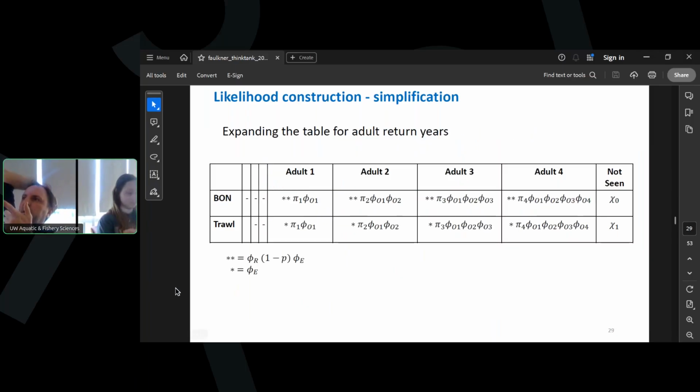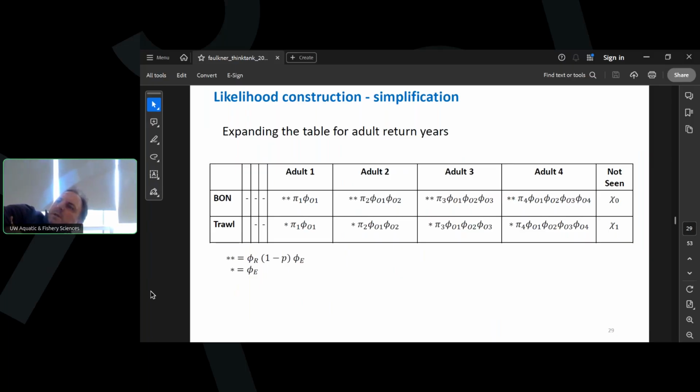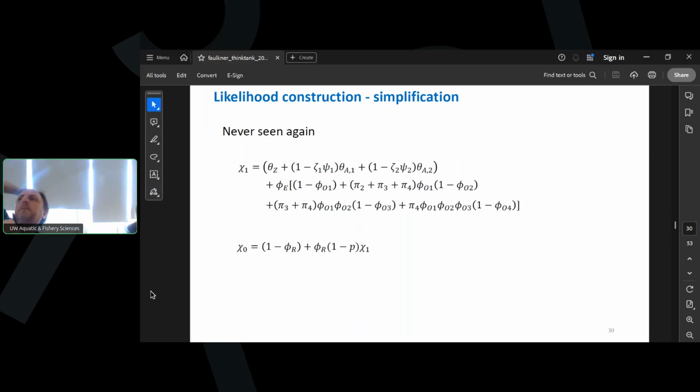Okay, so this is taking that adult part and splitting it out. The pies are the probability of staying a number of years in the ocean. Then you multiply together: if you're in the 2 years in the ocean, then your survival is the first year times the second year, and so on. Then you have the probabilities of never being seen again, which you can get by doing one minus the other probabilities, but to be thorough and make sure you get all the possibilities, you can write it all out this way.